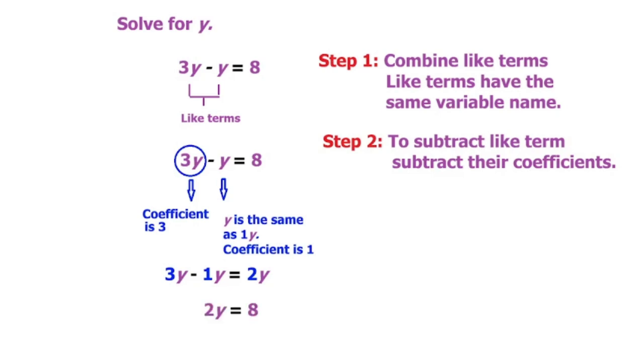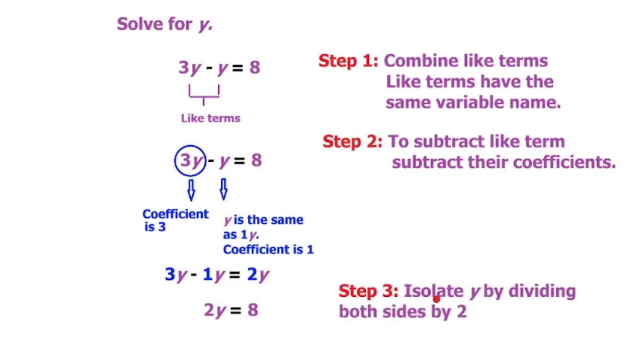So now let's rewrite the equation with this answer. 2y equals 8. So what we did was we just simplified this side. This side is now 2y. Okay, 2y equals 8. Now isolate y by dividing both sides by 2.